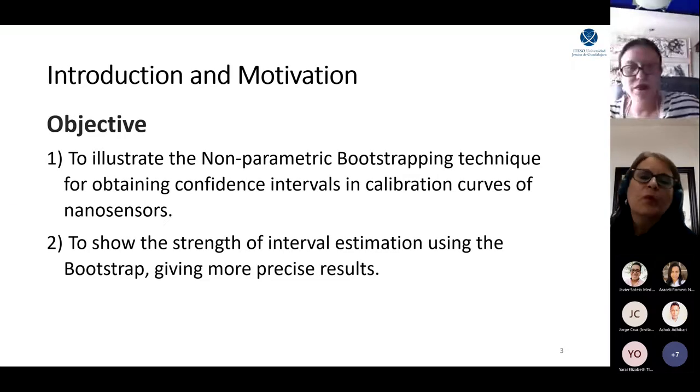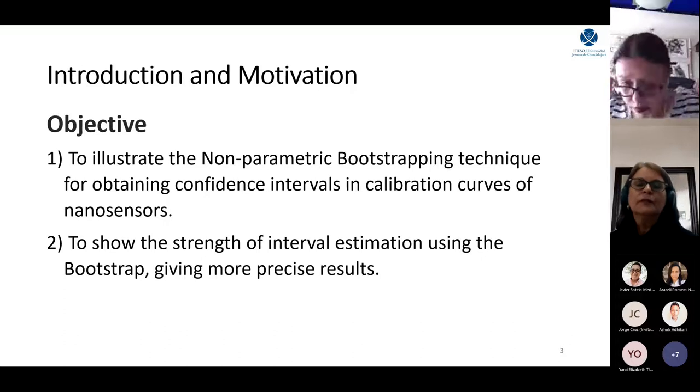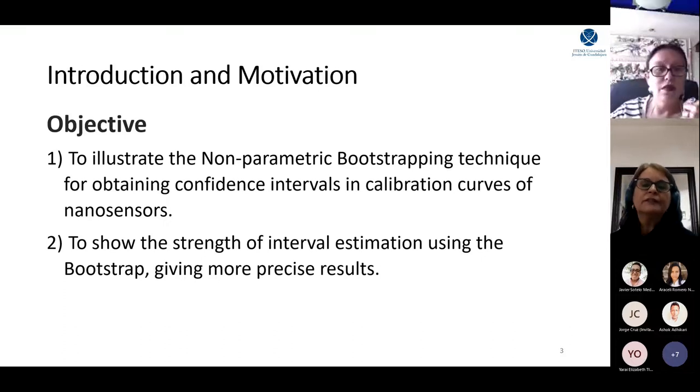The aim of this work is twofold. First, we illustrate the computationally intensive procedure of bootstrapping, a distribution-free technique to obtain confidence intervals of several estimates that summarize a sensor performance. Second, we show the bootstrap's strength of interval estimation, giving more precise results without parametric assumptions.